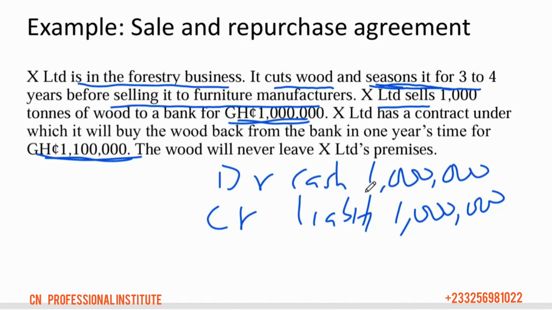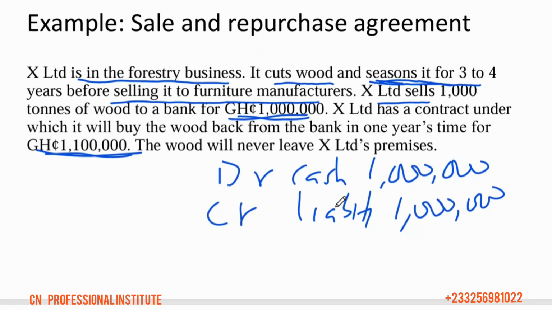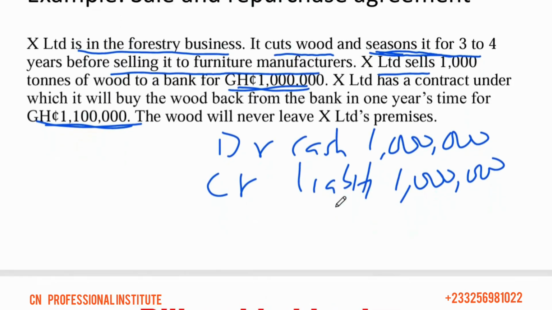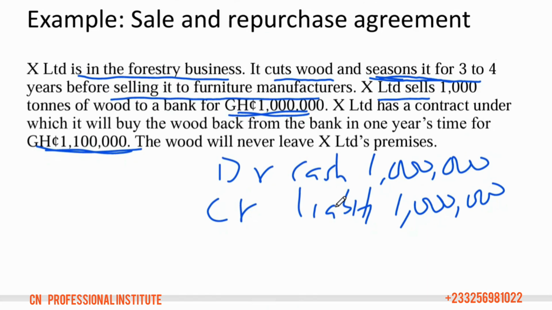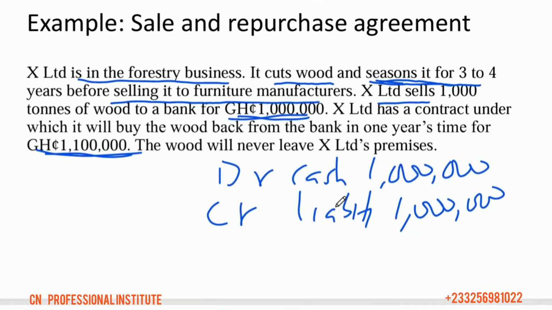Then it says we'll buy it back in a year's time for an amount of 1,100,000. So the difference between the 1 million and 1,100,000, that's the 100,000, is the interest. Are you following? The interest.